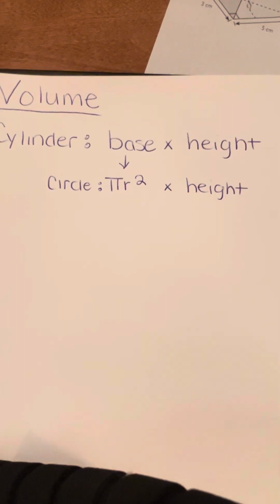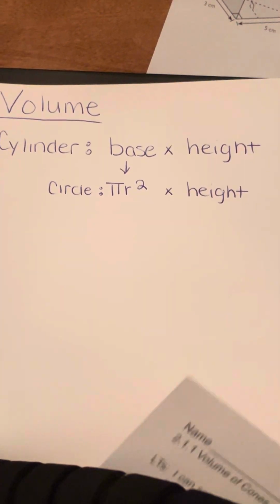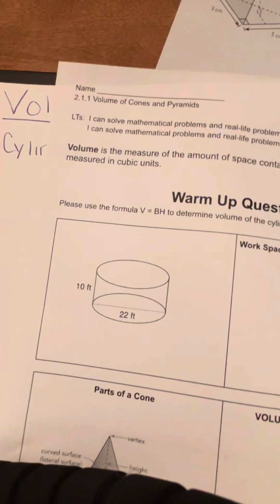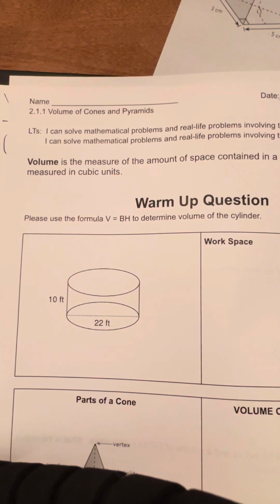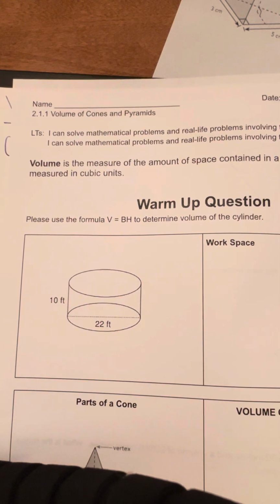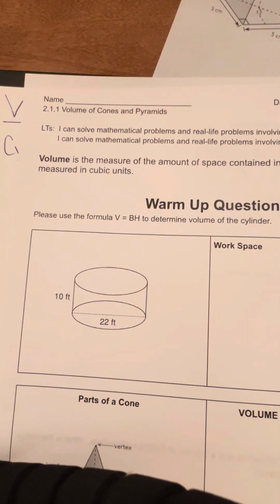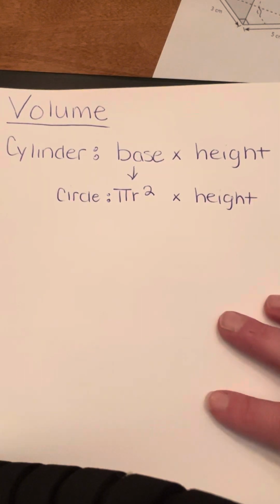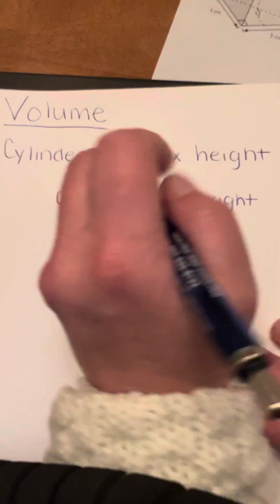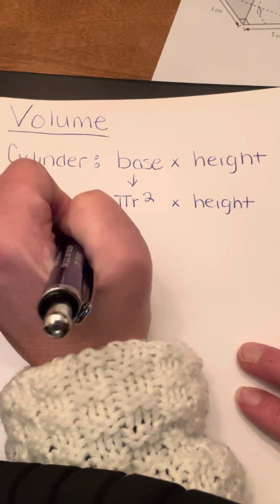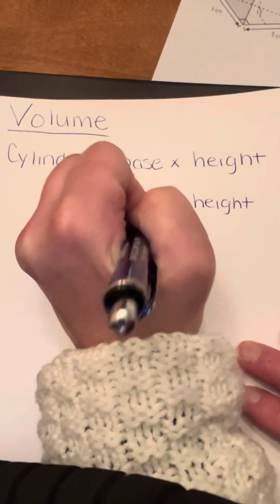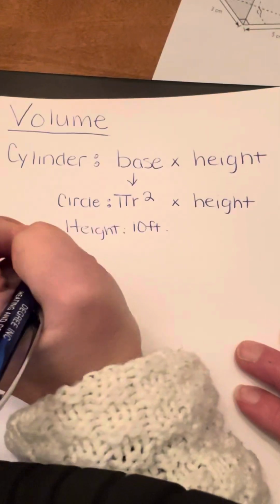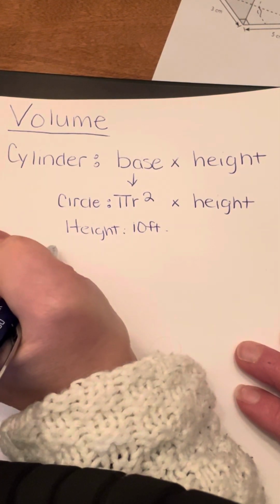If we're looking at this particular problem, we need the two pieces of information that are required by this equation. So we have the 10 foot and the 22 feet, but the 22 feet is not going to be really very helpful in this case. The height will be what we start off filling in, and that is 10 feet. That's one piece of information we're given.